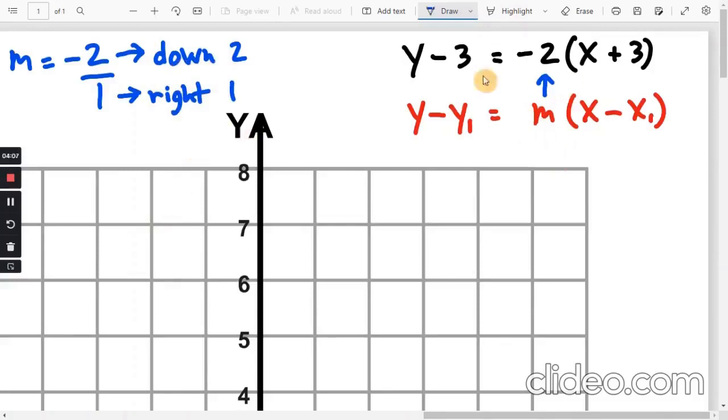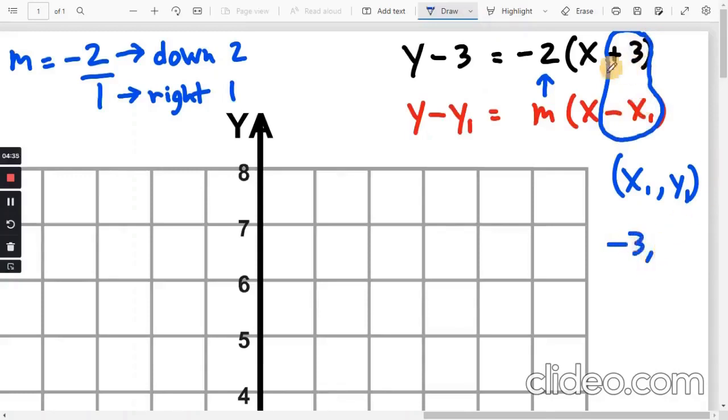So this is the slope, but we need a starting point. And we can see from the equation, we can get x1, y1 from the equation. If you see right here, this is minus x1 and this is positive 3. See that? Negative x1 is positive 3. So you have to change the sign on this. So if negative x1 is positive 3, that means x1 is going to be -3. So you have to change the sign on what it says in the parentheses. Same with the y1.